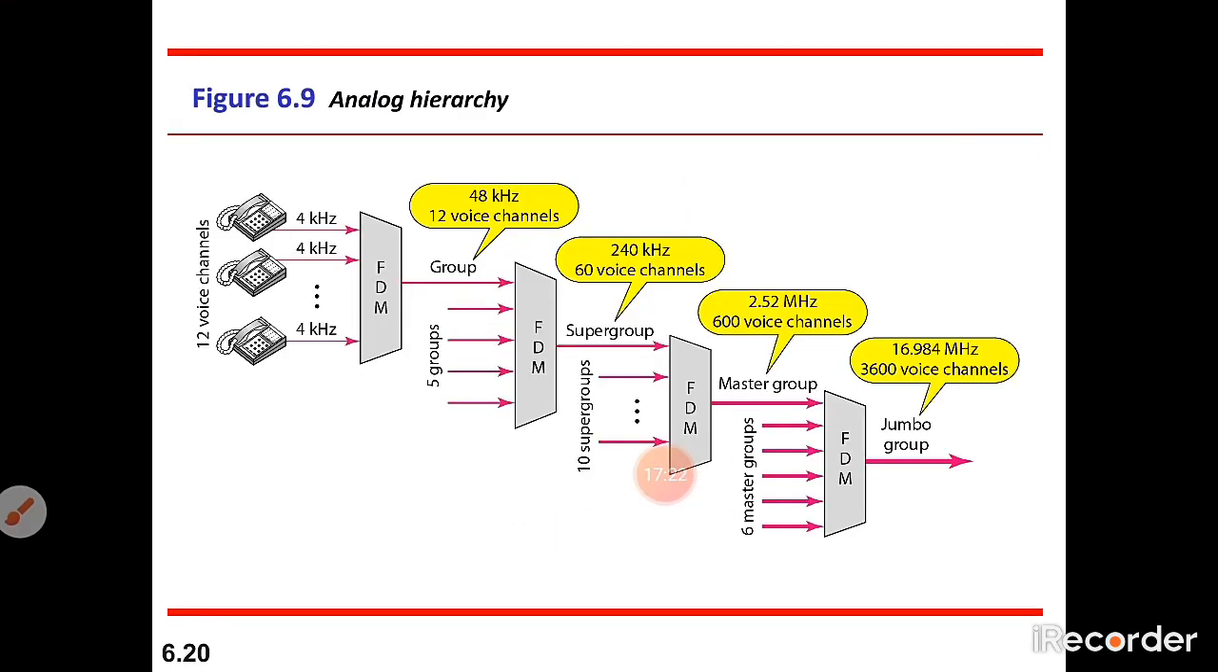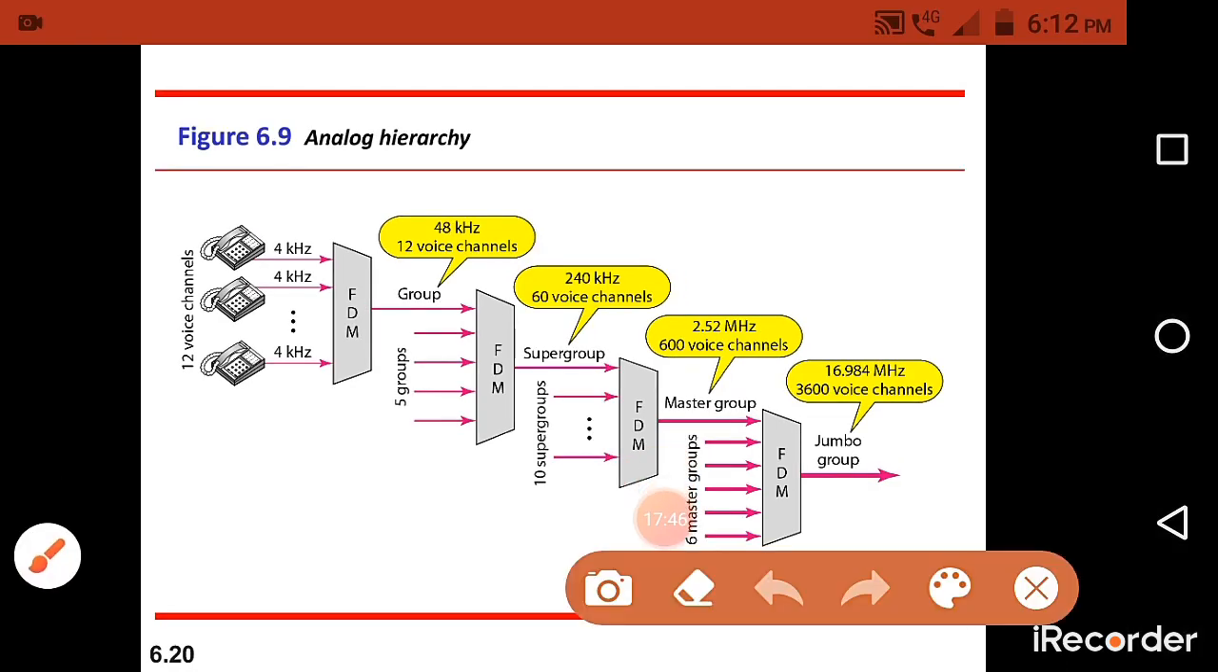And next they give the analog hierarchy, okay. In the analog hierarchy, we mainly use it to increase the efficiency of the channel. How can we increase the efficiency? By incrementing the bandwidth of the channel from low to high, okay. So by incrementing that, we can increase the efficiency of the channel.